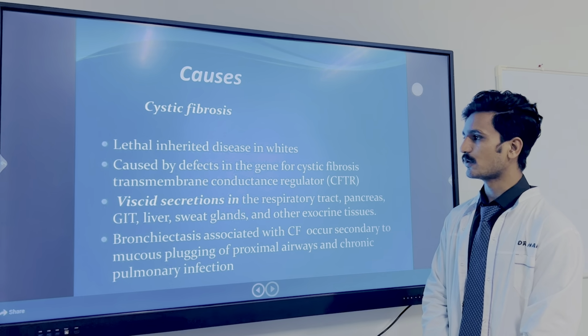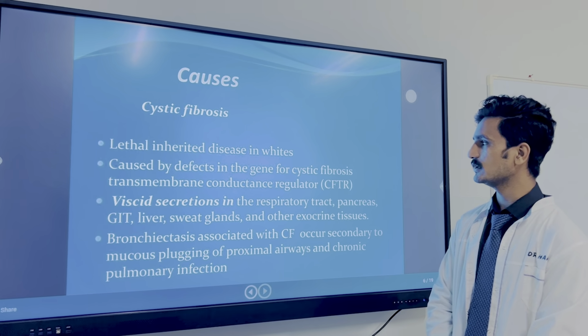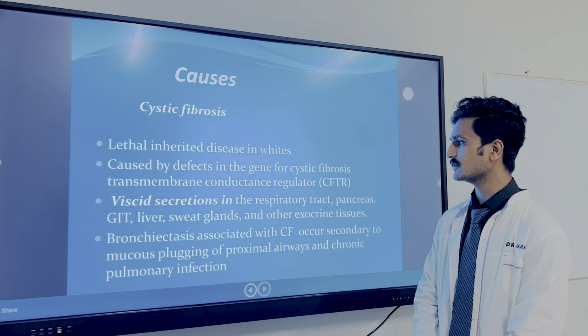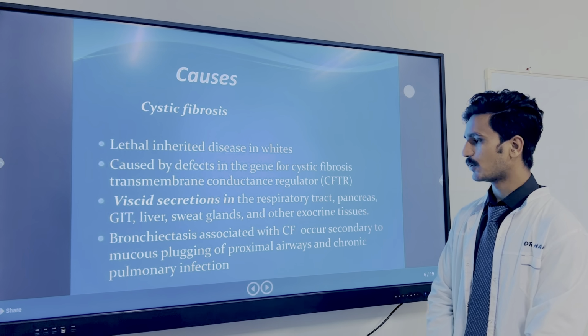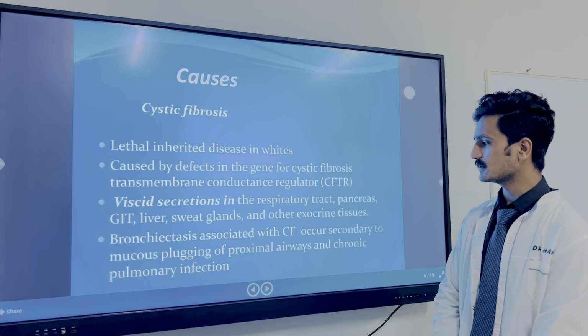It is cystic fibrosis, a lethal inherited disease which in whites is caused by defects in the genes for cystic fibrosis transmembrane conductance regulators. Bronchiectasis associated with cystic fibrosis occurs secondary to mucus plugging of proximal airways and chronic pulmonary infections. Here is the imaging of the bronchiectasis lungs.